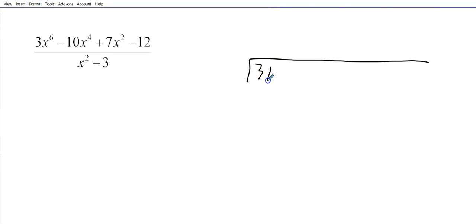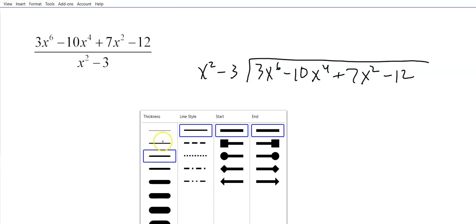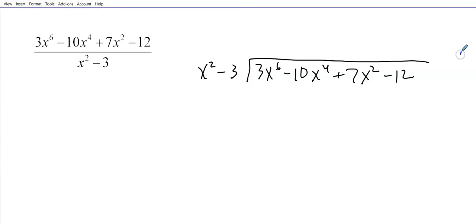So 3x to the 6th minus 10x to the 4th plus 7x squared minus 12. I think this is going to work. Normally, I'd be really concerned about the missing terms there, but this is an even polynomial and this is an even polynomial. They're both even. Neither of them have odd terms, x to the first, x to the third, x to the fifth. So I don't think we have to put those in this particular case. You'll see in a minute, sometimes we really have to be concerned about that.